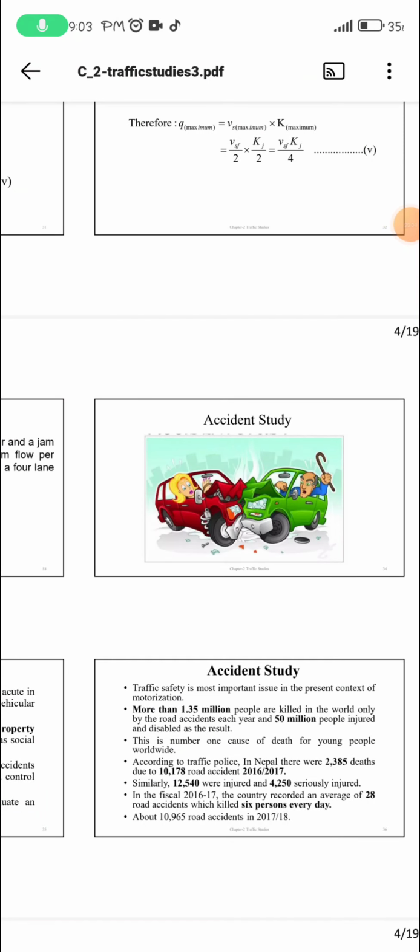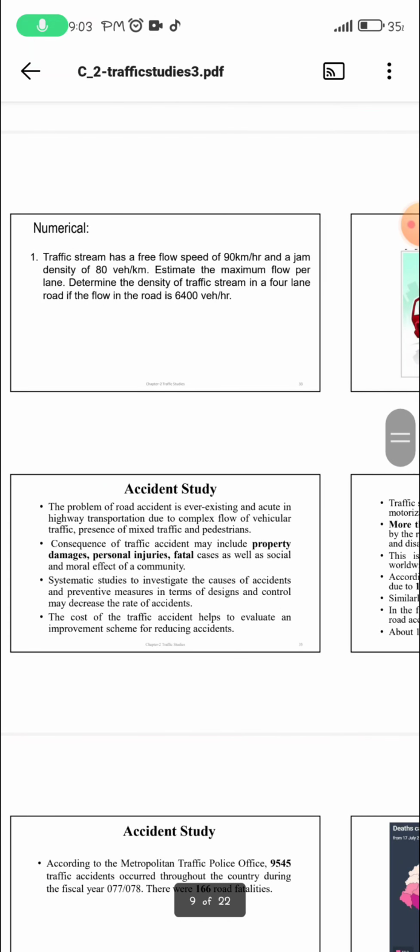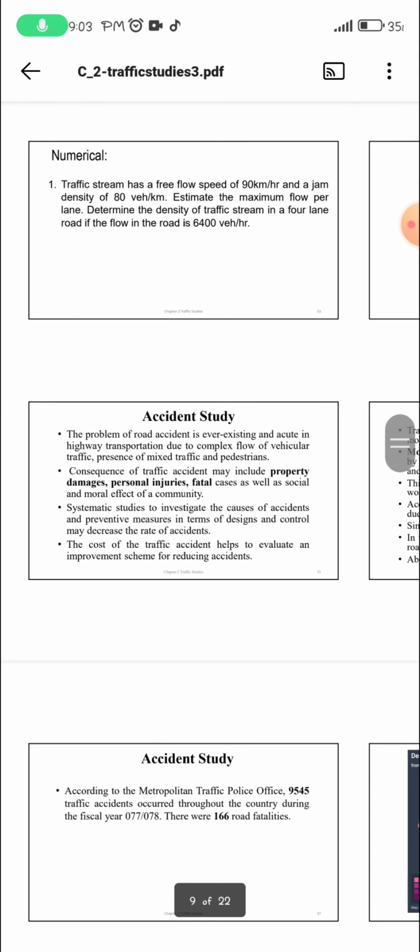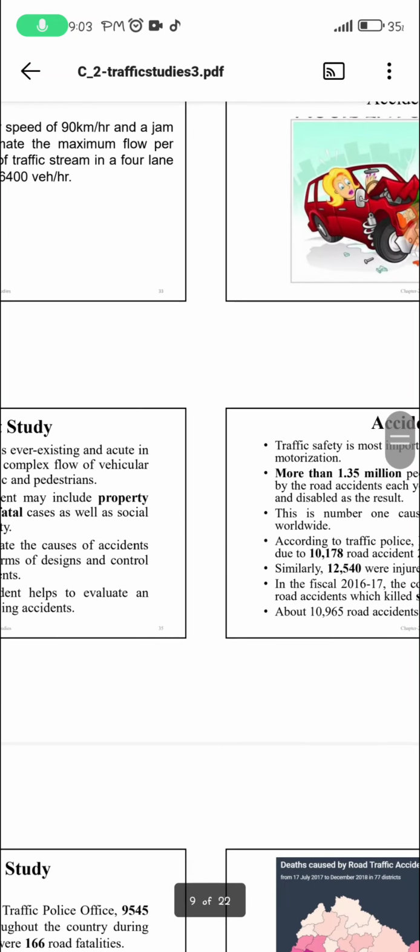Accident study. The problem of road accidents is ever existing and acute in highway transportation due to the complex flow of vehicular traffic and the presence of mixed traffic and pedestrians. Consequences of traffic accidents may include property damage, personal injuries, fatal cases, as well as social and moral effects on a community. Systematic studies to investigate the causes of accidents and preventive measures in terms of design and control may decrease the rate of accidents. The cost of traffic accidents helps to evaluate an improvement scheme for reducing accidents.